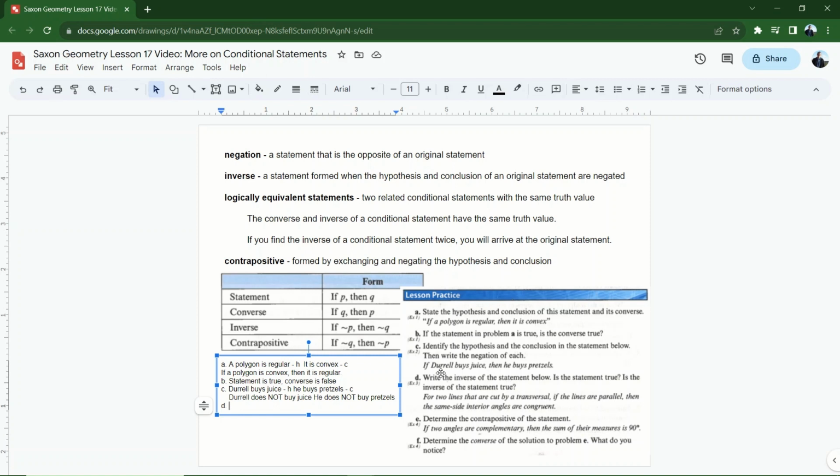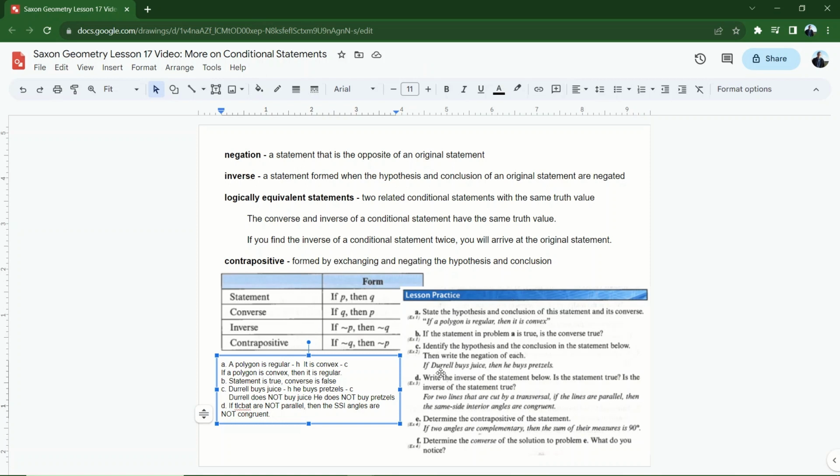So for two lines cut by a transversal, I'm just going to leave that out for now. That should be a part of it because it's necessary to make the statement work. So if two lines cut by a transversal are not parallel, then the same side interior angles are not congruent. Okay, so that would be the statement's inverse. I negated both the hypothesis and the conclusion.